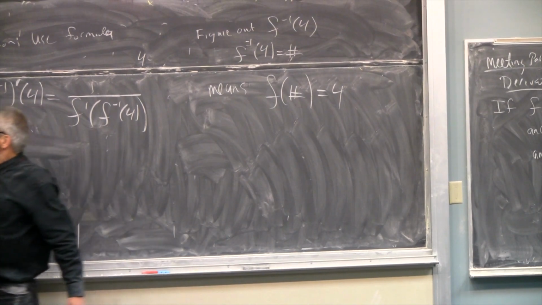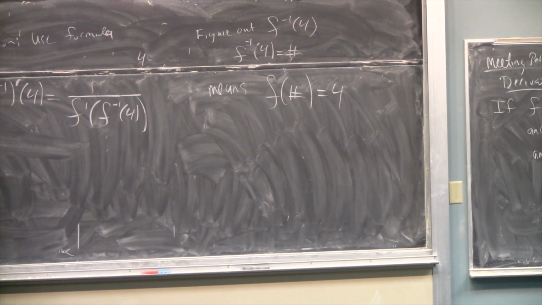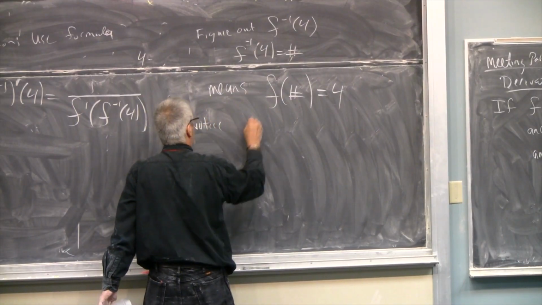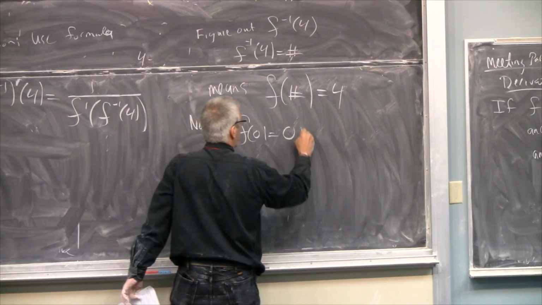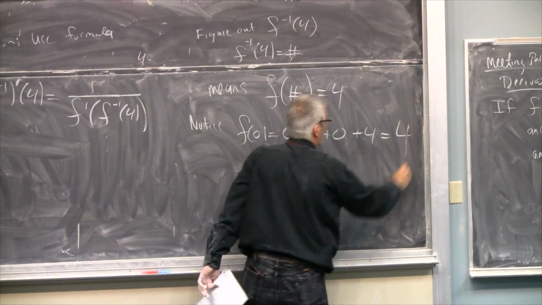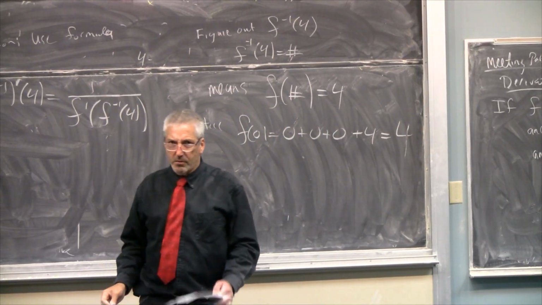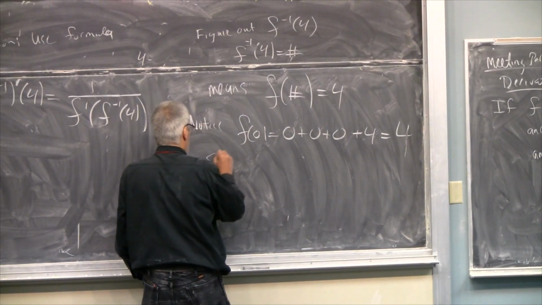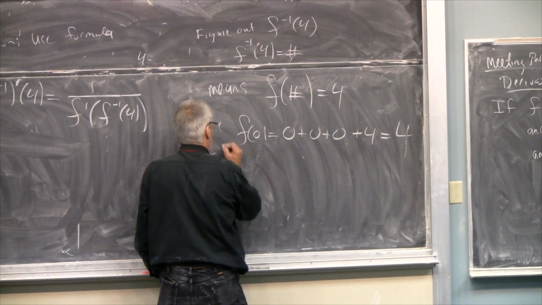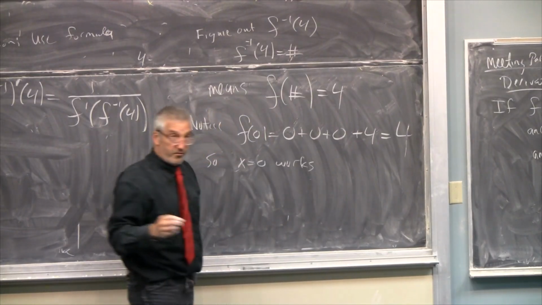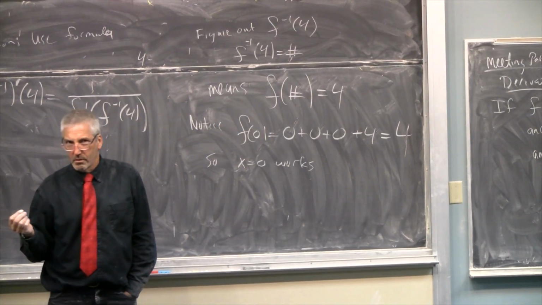0. If I plug in x equals 0, I get 0 plus 0 plus 0 plus 4. I get 4. So notice f of 0 is 0 plus 0 plus 0 plus 4. So that's 4. So I found one x value that causes f of x to be 4. So here's a question. Are there any others?